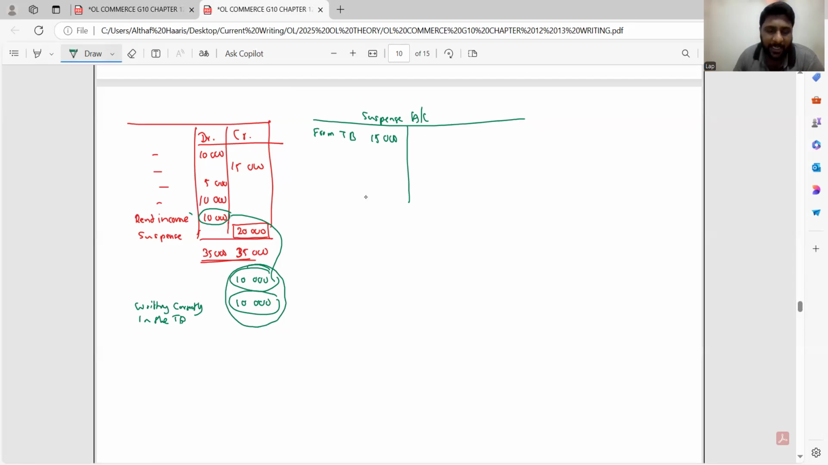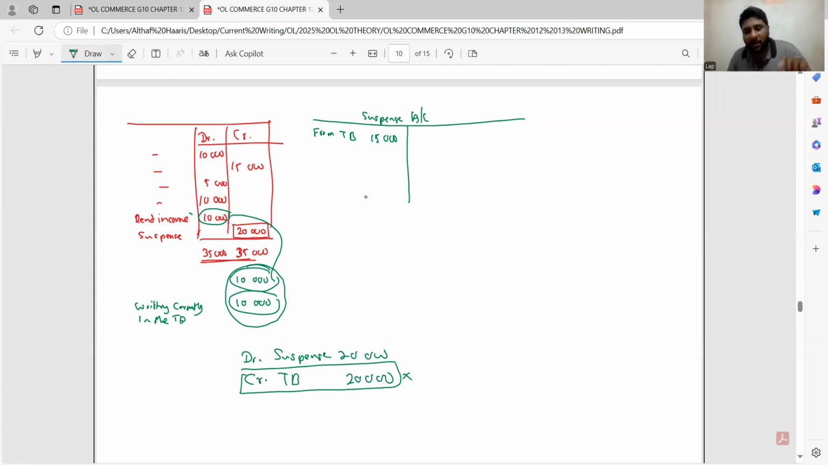So here the correction entry is: the trial balance is getting credited by 20,000. Then debit 20,000 should go to the suspense. Suspense 20,000. But we don't write an entry like this normally. Generally, we will not write the trial balance entry in the general journal. But for your understanding purpose, you can just keep it like this.